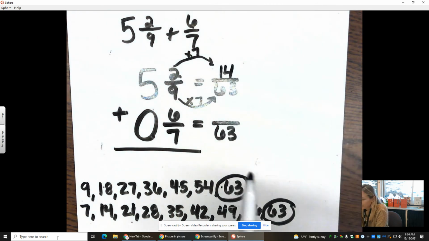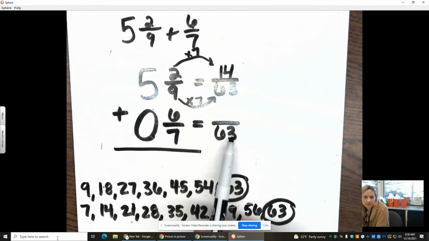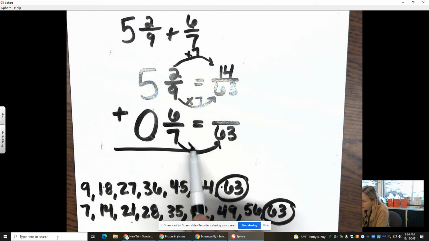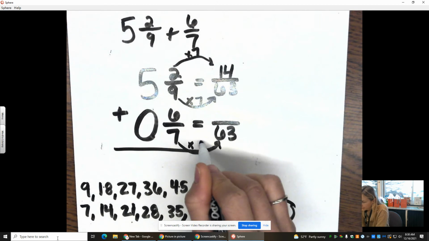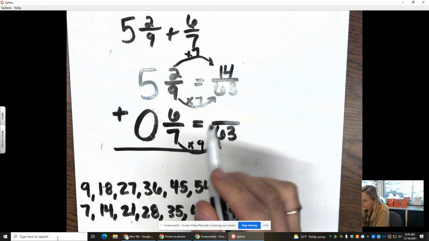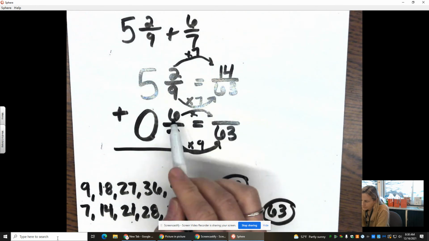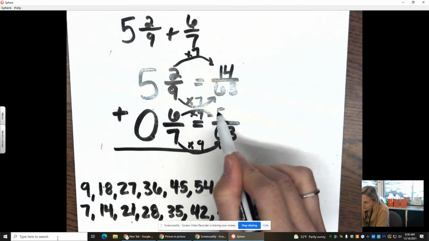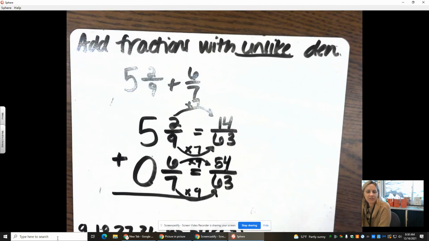14. All right, let's look at the bottom fraction. We're converting 6/7 into 60/3. We're going to think 7 times what gave us 63? 1, 2, 3, 4, 5, 6, 7, 8, 9 times 9. Whatever we do to the bottom, we have to do to the top. 6 times 9 is 54. That shine is right in the way.